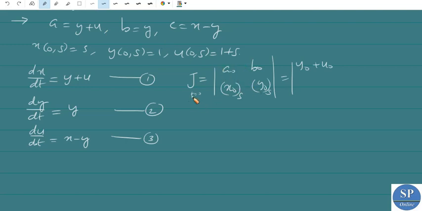It is actually at the point t equals 0. Okay, so y naught plus u naught. Now b naught is y naught because b equal to y, and x naught by s.